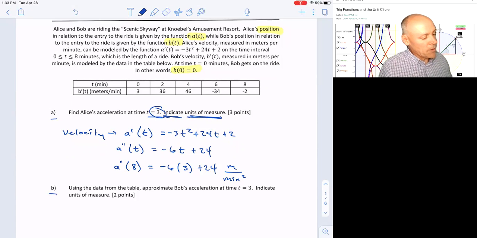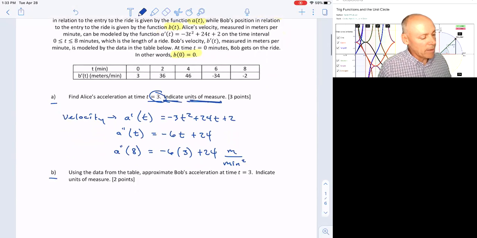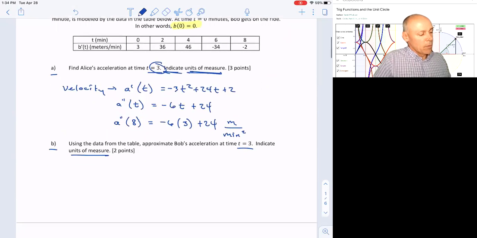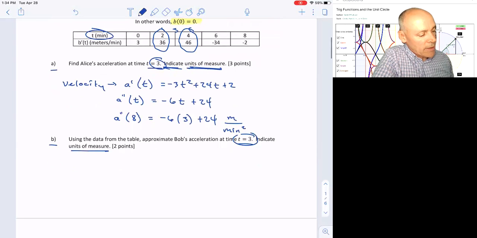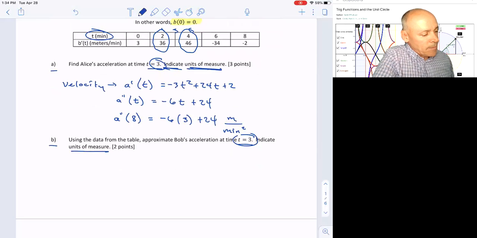Okay, part B, using the data from the table, approximate Bob's acceleration at t equals 3, indicate the units of measure. Okay, well, to approximate Bob's acceleration at time 3, I'm going to look here on the time row, and time 3 would be located right there. So I'm going to look at those two ordered pairs. And so really I'm looking for the average rate of change of velocity. I'm going to use that to approximate acceleration at t equals 3.